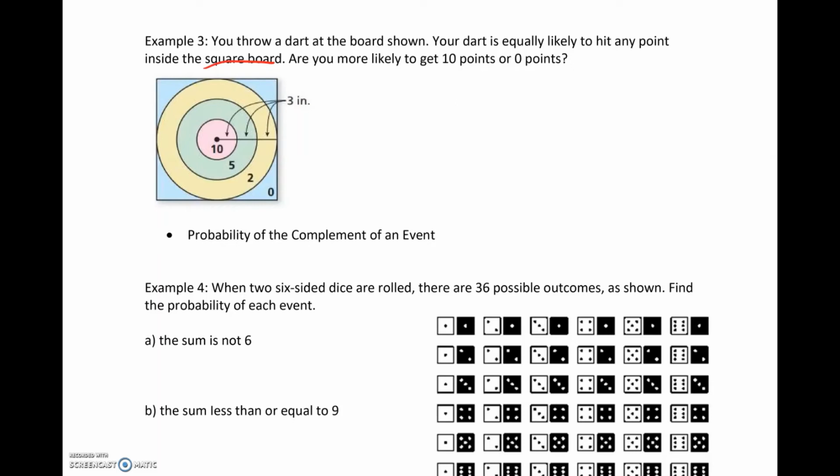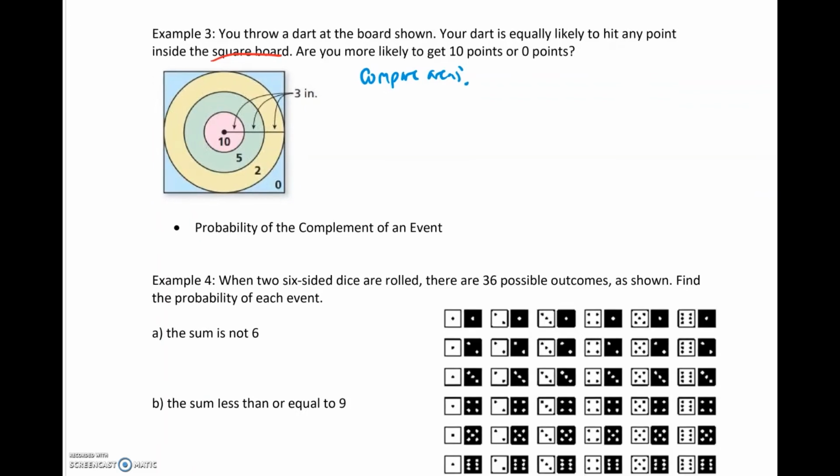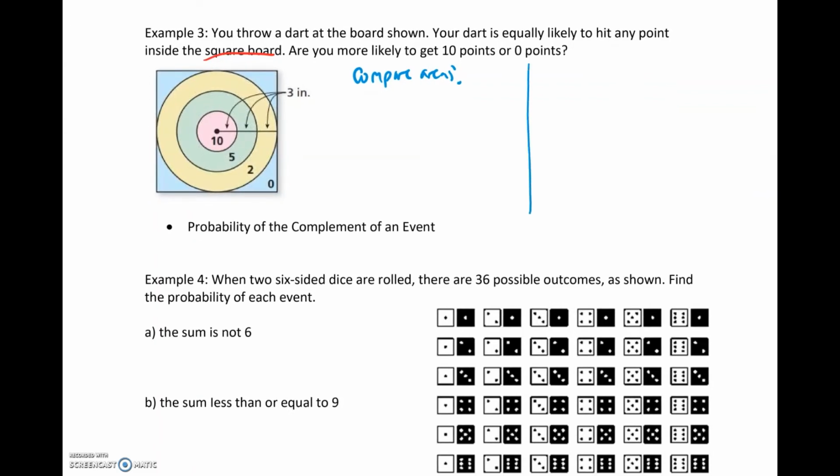So how do we even know how to calculate this probability? Well, if we're going to land inside the board, what is that called when we're just dealing with space inside? We're going to deal with area, guys, right? So we're going to compare the areas. We want to determine, are we more likely to get 10 or 0 using probabilities? So I'm basically going to do 2 different probability calculations.